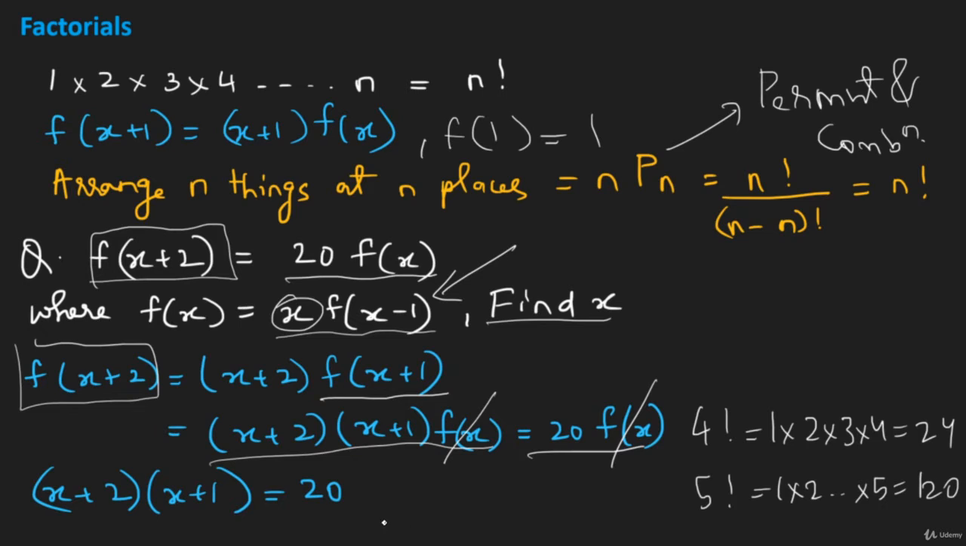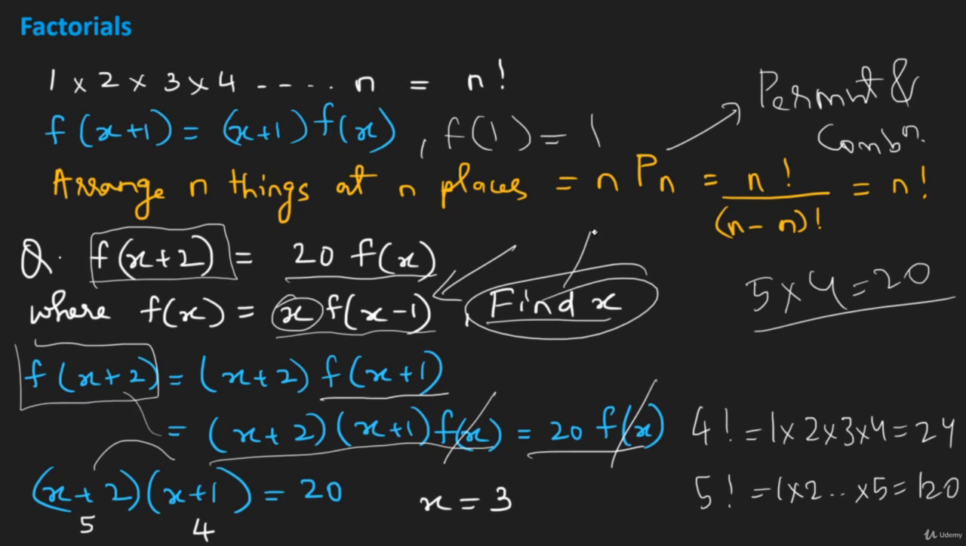Now I know that 20 is equal to 5 into 4, right? 5 into 4 is equal to 20. So I can apply that over here. So why is that? The difference between x plus 2 and x plus 1 is 1, right? So if you write 20 as the product of two numbers whose difference is 1, that would be 5 into 4. Now if x plus 1 is equal to 4, I can say x is equal to 3, which is what is asked to find. So that's the answer, x is equal to 3.